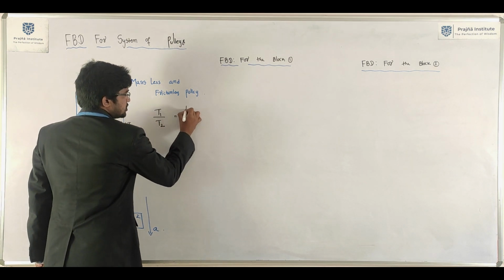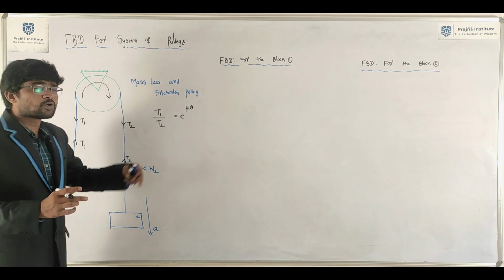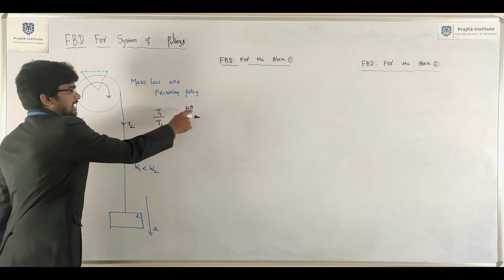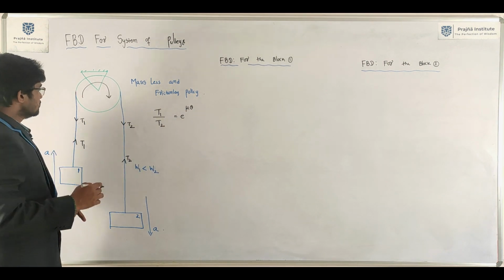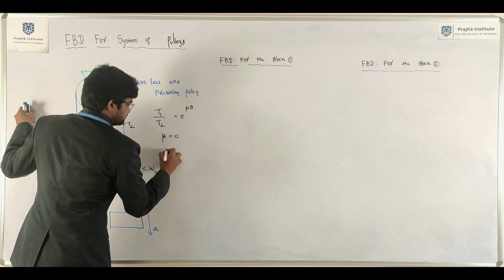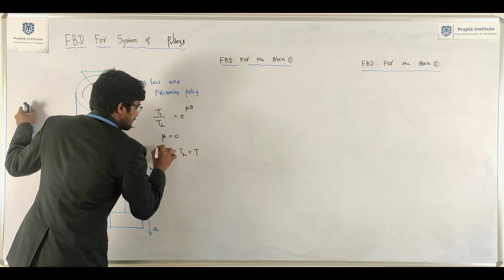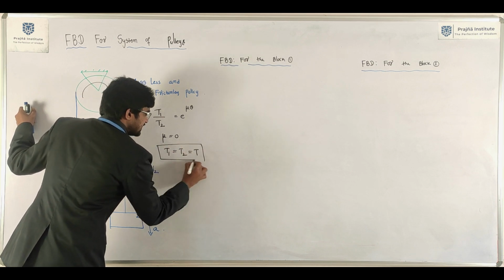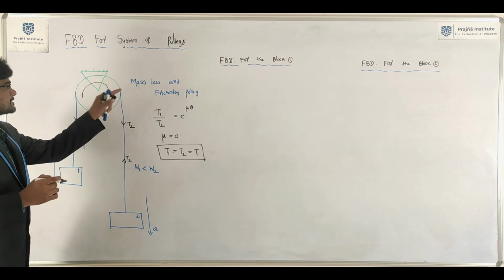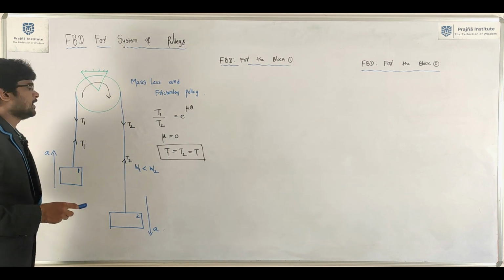T2 equivalents to e power mu theta. Here, mu is nothing but rolling friction, coefficient of rolling friction. Theta is the lap angle. But here, mu equal to 0, then T1 is equal to T2 is equal to T. Here both side tensions are same. Okay? T, T. Here it is massless and frictionless pulley.